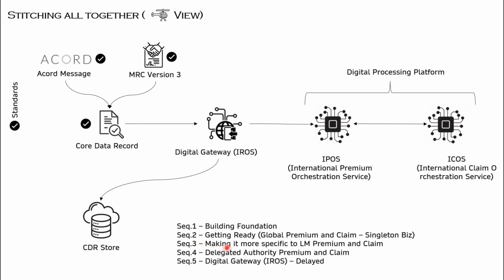Sequence 3 is specific to the London market premium and claim, which is going to go live on July 1st. Sequence 4 is related to the delegated authority premium and claim, which is also going live on July 1st, 2024. Sequence 5 is a little delayed, which is related to IROS, and it will now be delivered next year.